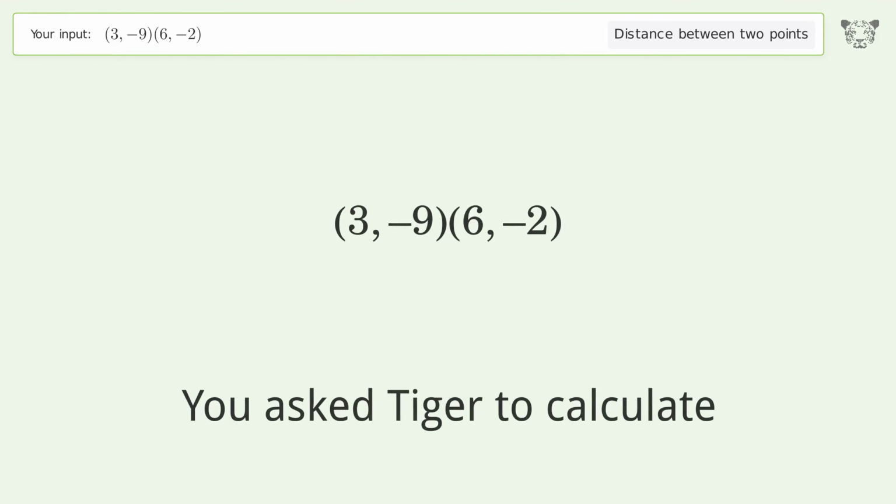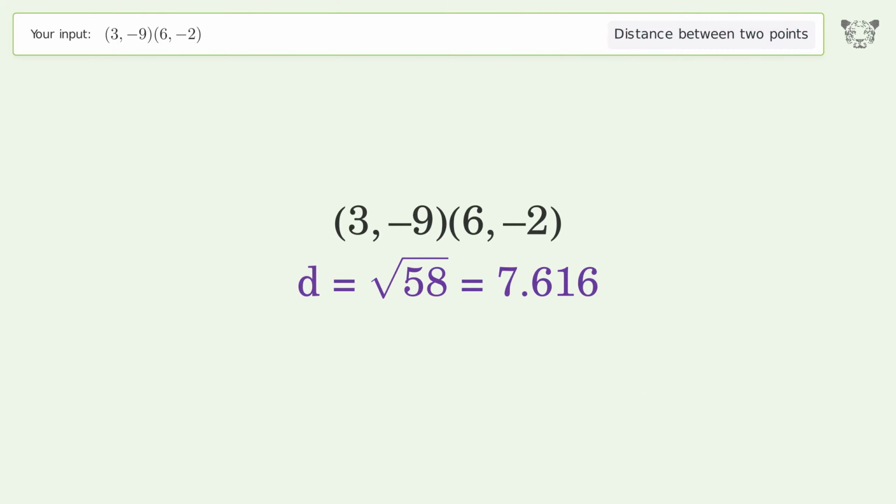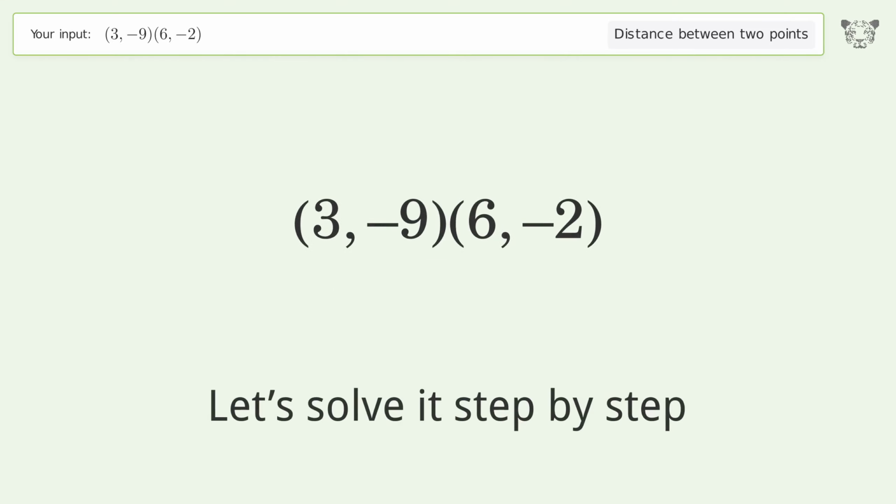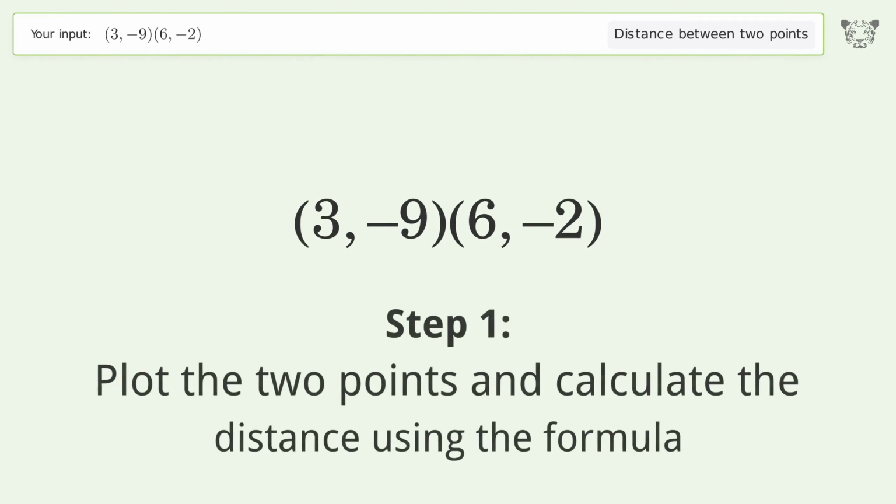You ask Tiger to calculate. This deals with the distance between 2 points. The distance between the 2 points is the square root of 58, or 7.616. Let's solve it step by step. Plot the 2 points and calculate the distance using the formula.